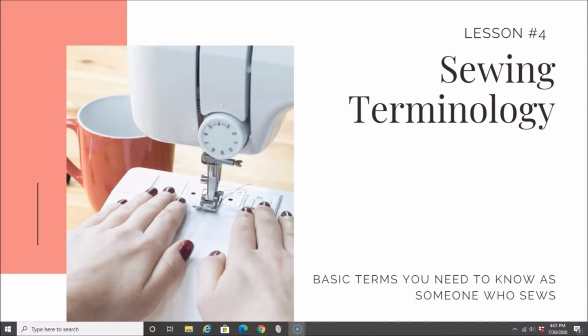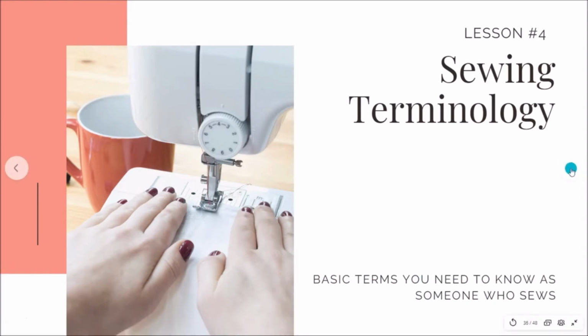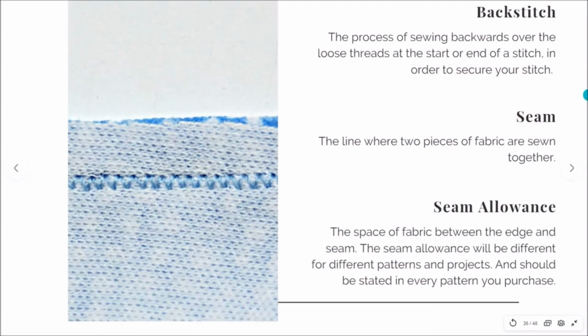So these are going to be terms for sewing in general. You can find more specific terms for certain types of sewing, like garment sewing or bag making, in some of my other courses that will be geared towards those specific categories. But these are just some general sewing terms. So we talked about finding the backstitch button or reverse button. So you're going to need to know backstitch.